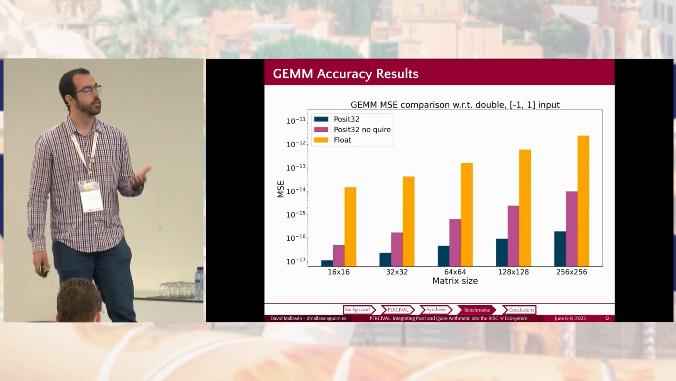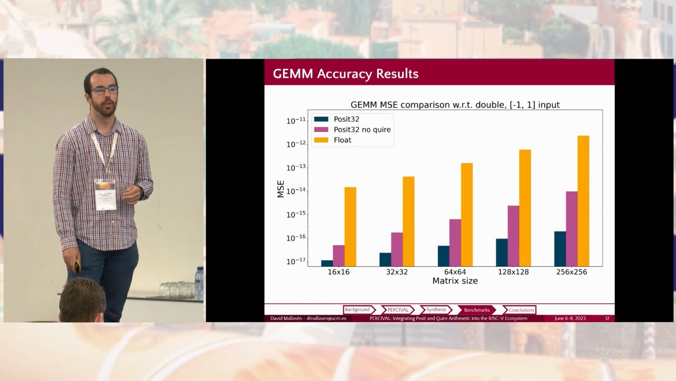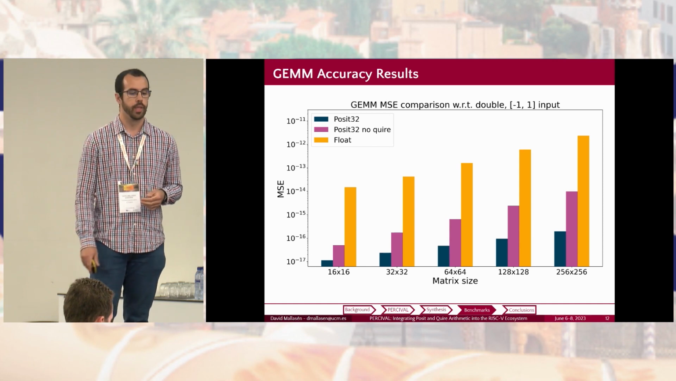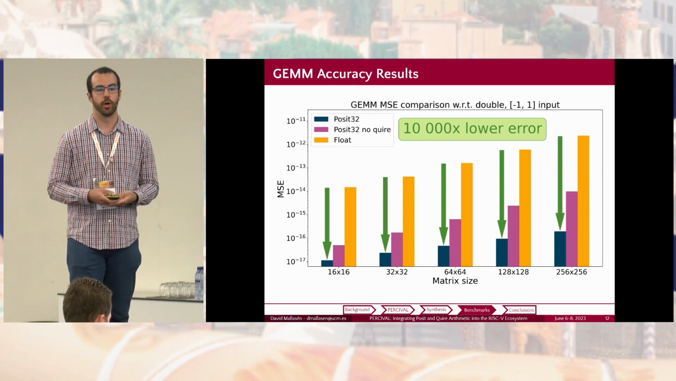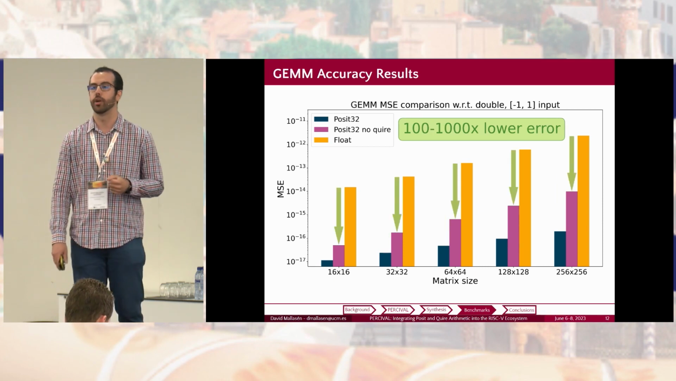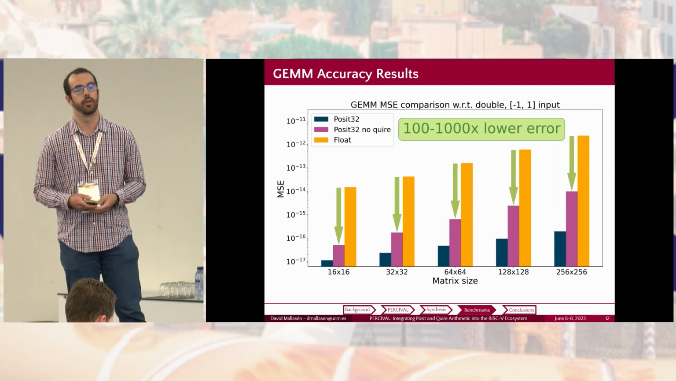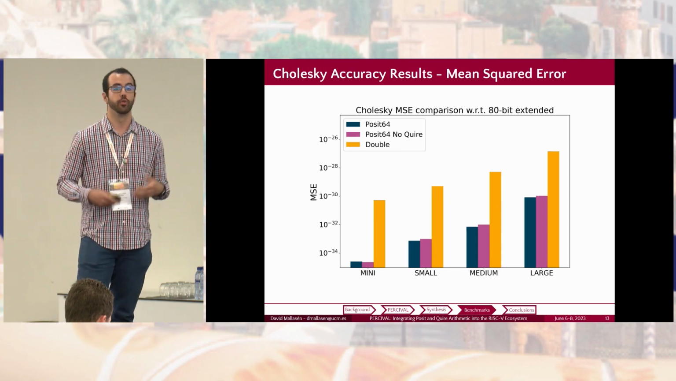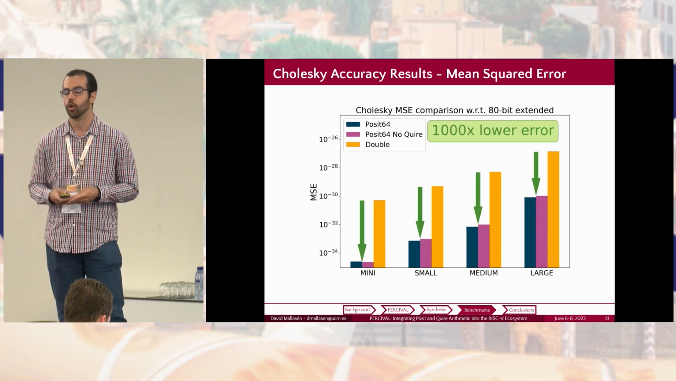So for the general matrix multiplication accuracy results, in this graph, you can see on the y-axis the mean squared error, so lower is better, and also note that it is in a logarithmic scale. So we saw that we got around 4 orders of magnitude lower error with POSITs with Quire with respect to 32-bit floats. And even if we didn't use this Quire accumulator register, we got between 2 and 3 orders of magnitude lower mean squared error in this benchmark. Now moving to 64-bit POSITs, comparing them now to double precision floating point, we saw that we got around 3 orders of magnitude lower mean squared error.